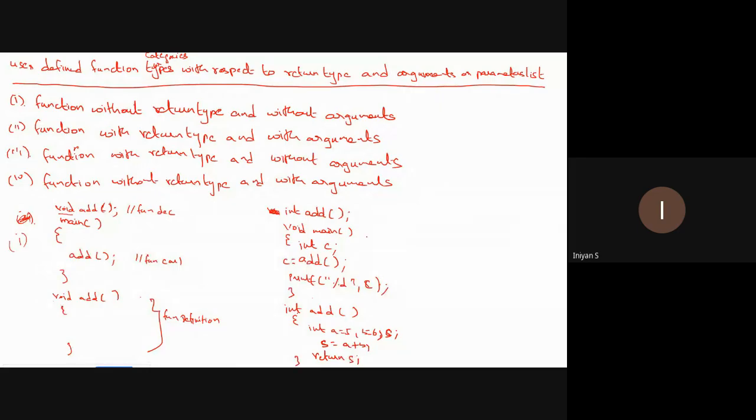Now tell me which one is this? Don't look at the code and all. For your understanding purpose, I wrote this code. I'll write a separate program also, and I'll explain all these categories with the sample program. Now you just tell me which category is this.